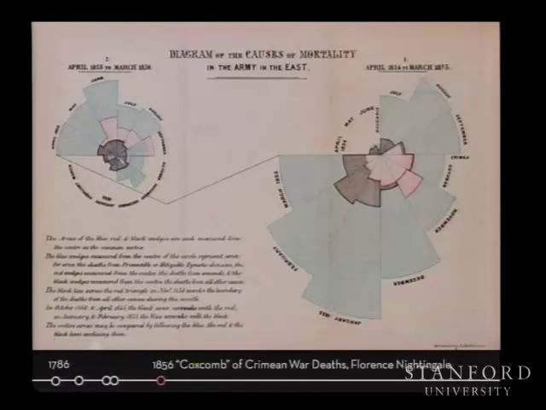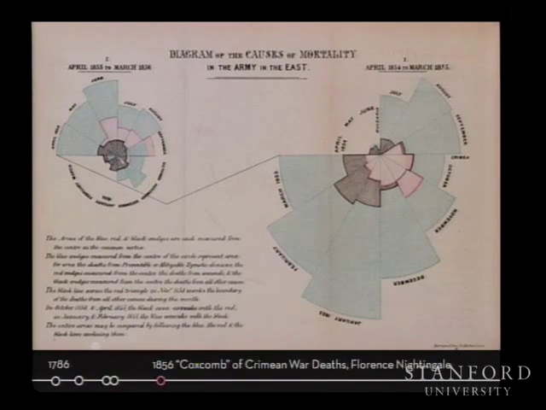This then leads us to, I think, one of the more interesting examples I'd like to share with you today. This is a graphic of deaths in the Crimean War that was created by Florence Nightingale. And why this is interesting is it's an early piece of visual rhetoric. So first let me help you figure out what's going on in this chart.